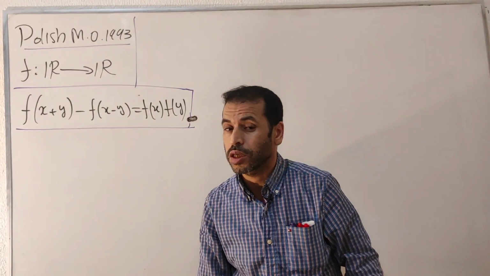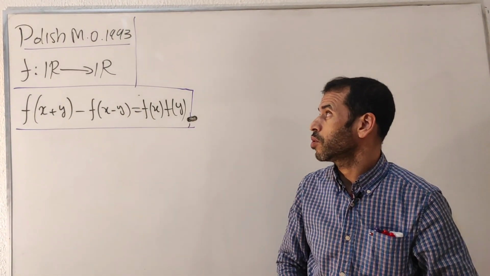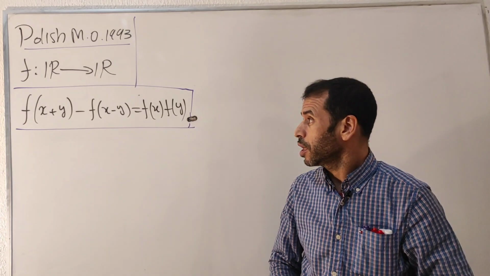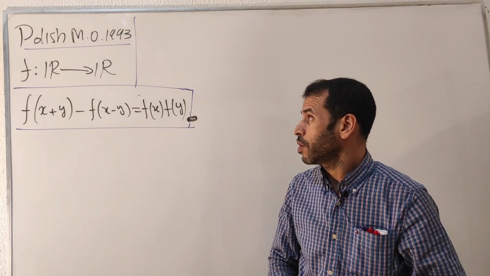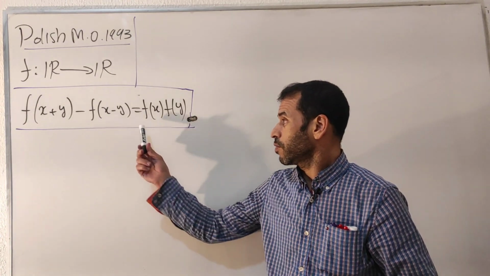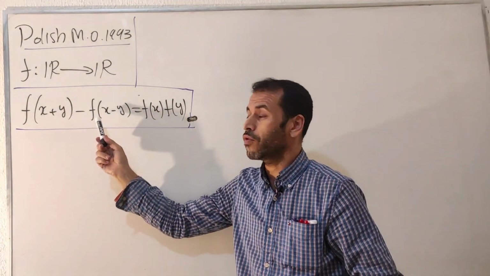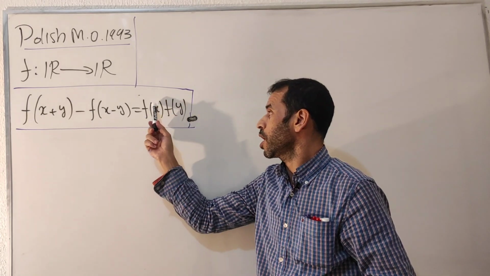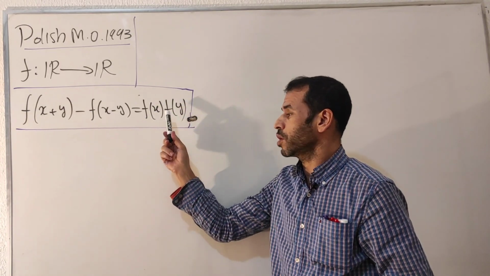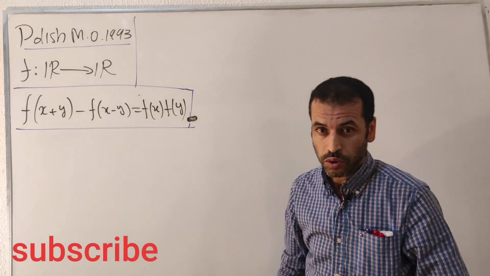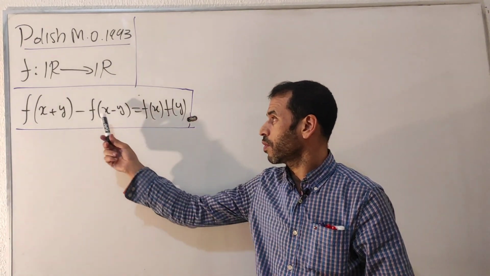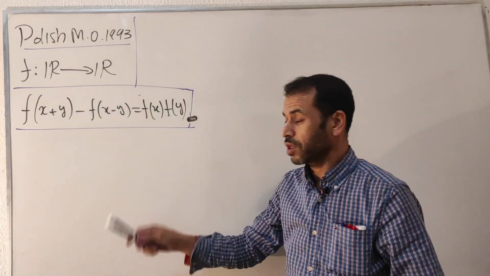In today's video, here is a nice problem coming from the Polish Mathematics Olympiad, edition 1993. Here is the following application. We have f from R to R. Here is the following statement: we have this function f of x plus y minus f of x minus y equals f of x multiplied by f of y. So our goal is to determine all the functions which verify this statement.